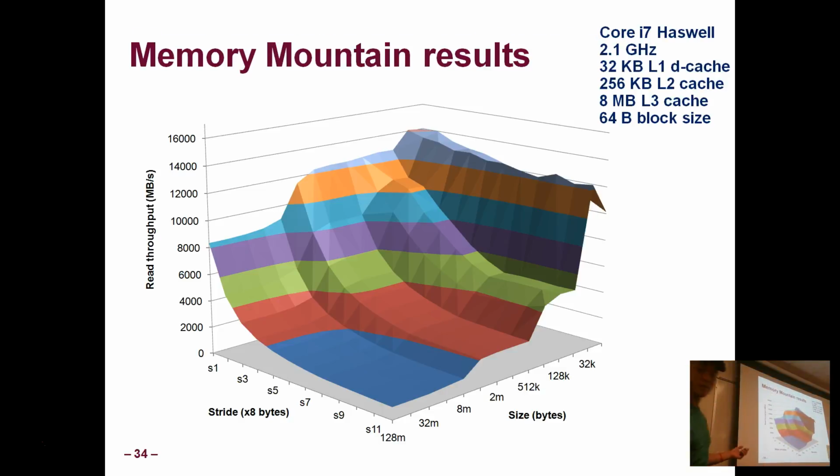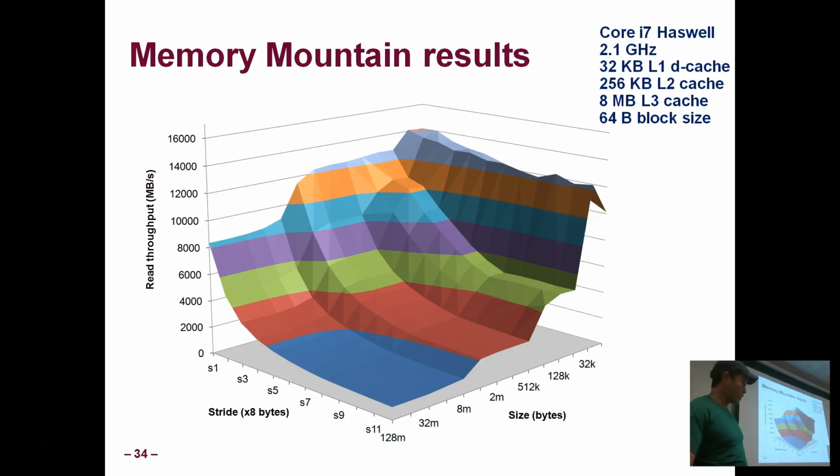So this is the mountain, and we said the peak of the mountain is stride 1 access on a small data set. So that's here. The size of the working set is on this axis. The stride length is on this axis, so stride length of 1 all the way up to 12. And the read throughput is on the z-axis. So you see stride length of 1, small working set size gives you the highest bandwidth.